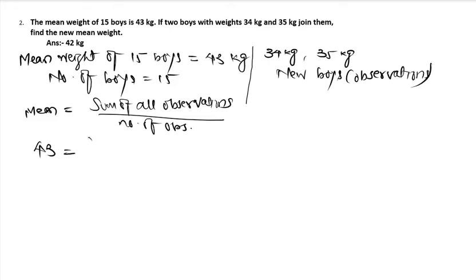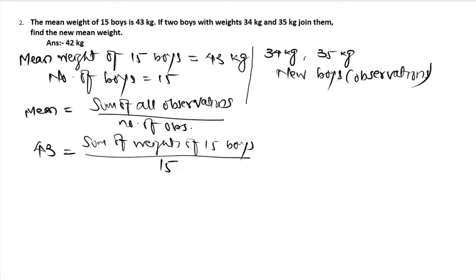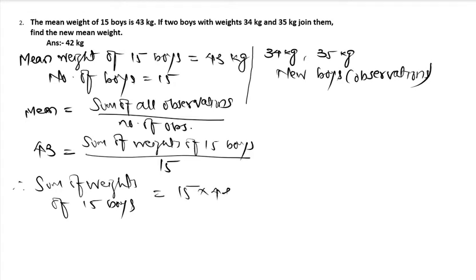So 43 will be the mean. Sum of weights of all of 15 boys is not known, right? Number of observation or number of boys is 15. So therefore, sum of weights of 15 boys will be 15 into 43. What we are doing here, we are taking this 15 to the other side. It gets multiplied with 43. So 15 into 43 is 645.